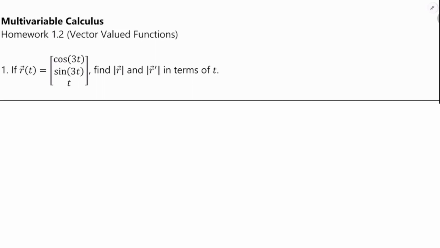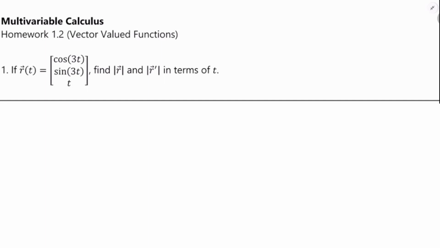Alright, in this video I'm going to be working multivariable calculus homework 1.2. So I'm pretty much going to be mostly taking derivatives and integrals of vector valued functions, but we're going to be doing some other stuff too. First one's talking about this space curve r of t, which is cosine of 3t, sine of 3t, and t.